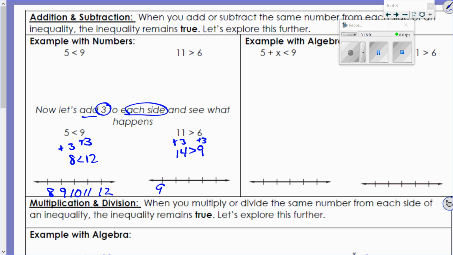Same here. I could have said 9, 10, 11, 12, 13, 14. Is 14 greater than 9? Is it further right on the number line? Yeah. So did it stay true? Yes. Now here's the other piece I want to see on this. How far apart are 11 and 6? Same as 14 and 9. Okay? Cool.